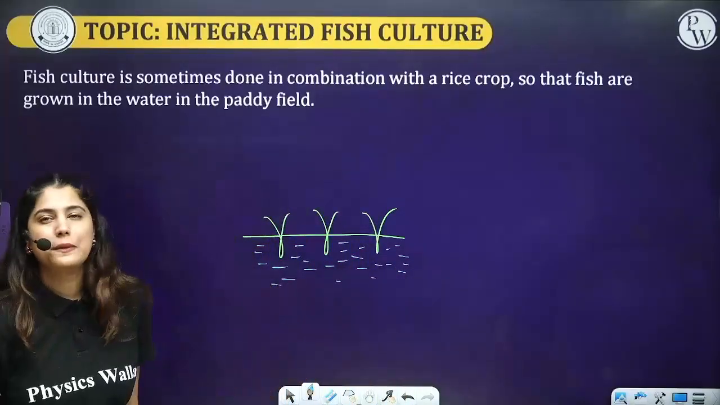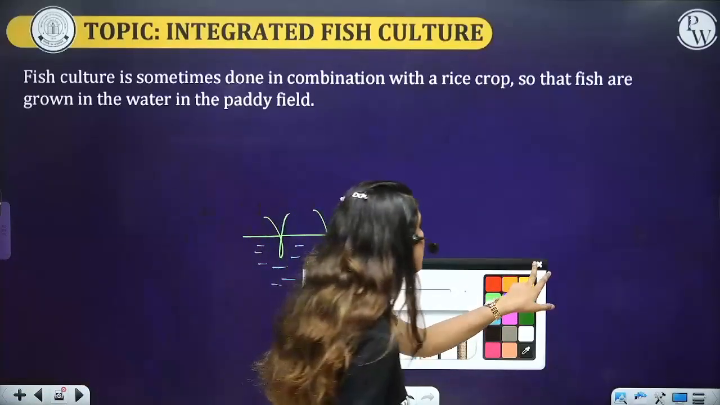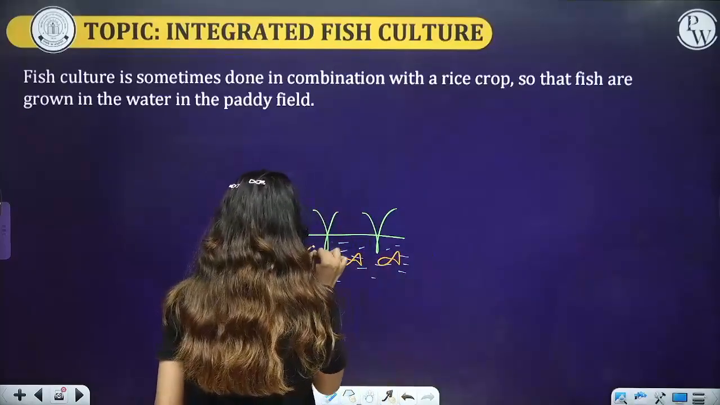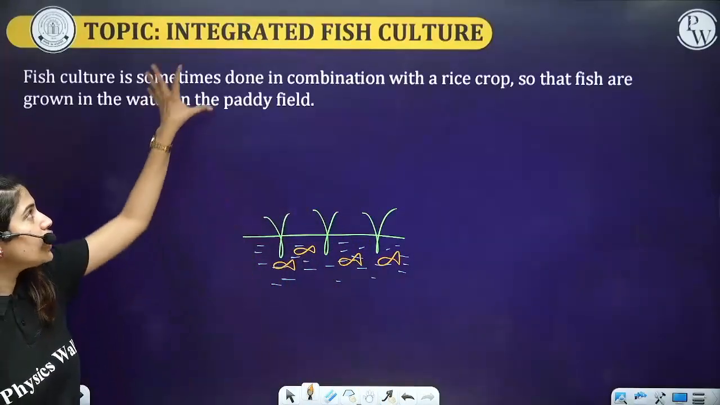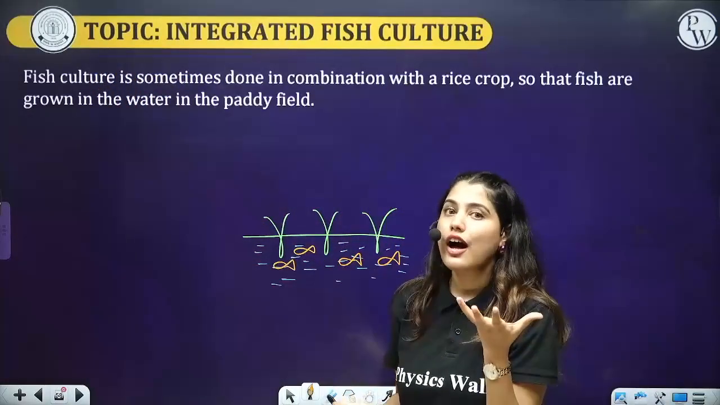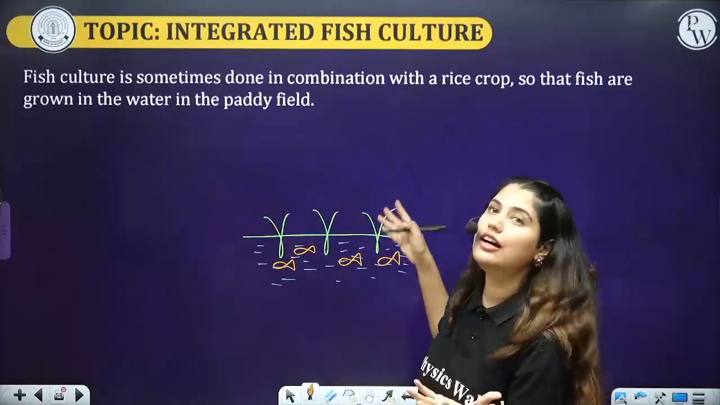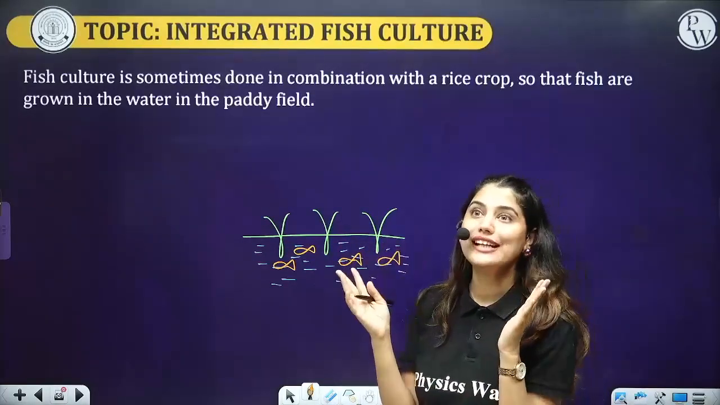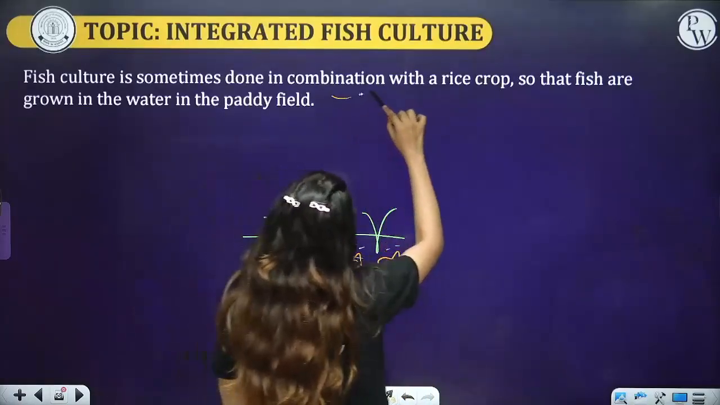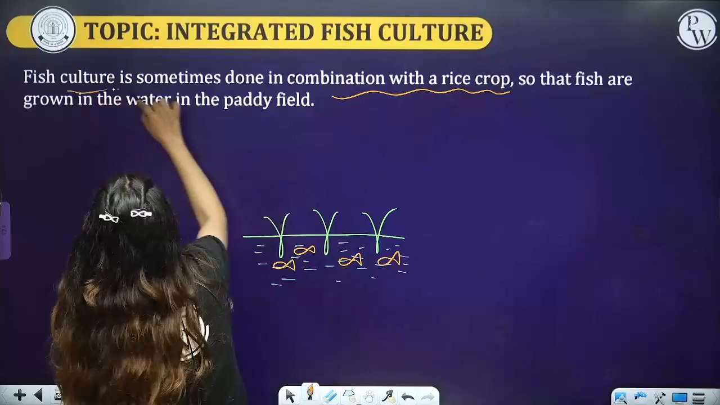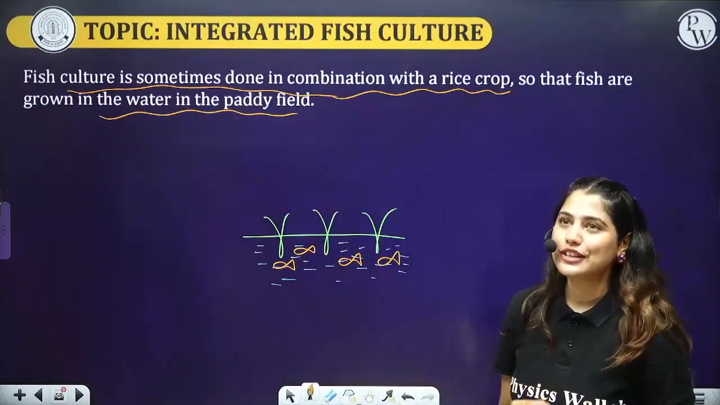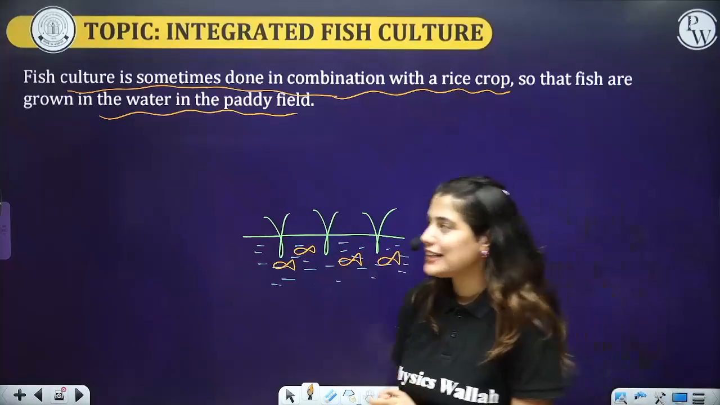In this shallow water, if fishes are also growing, we call this integrated. Integrated means collective. We are having the field, that is, the rice, the paddy, and we are also getting fishes from a single place. Two benefits. So sometimes fish culture is done in combination with a rice crop, and they are grown in the water of the paddy. I hope this makes sense to you.